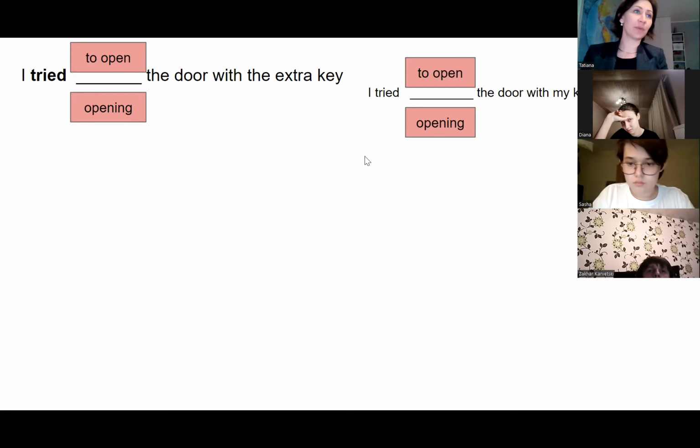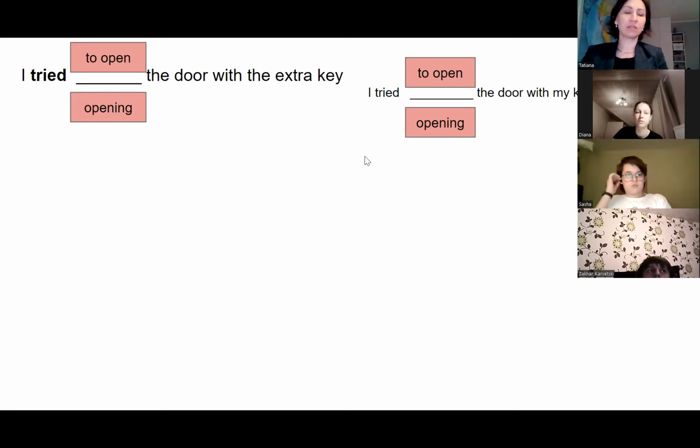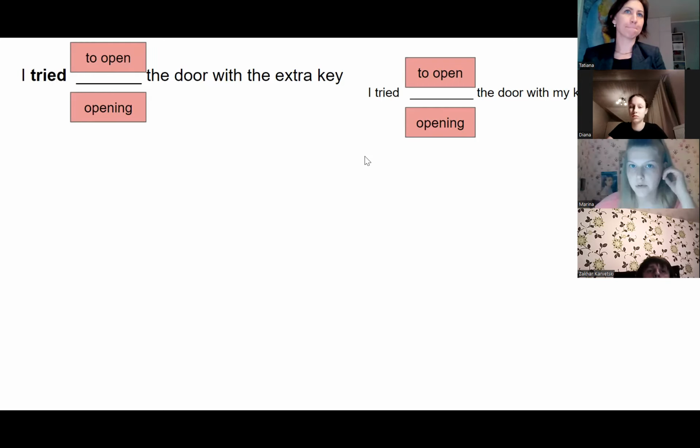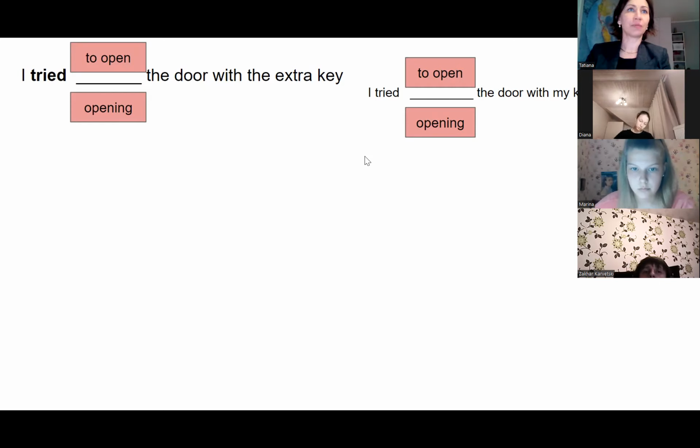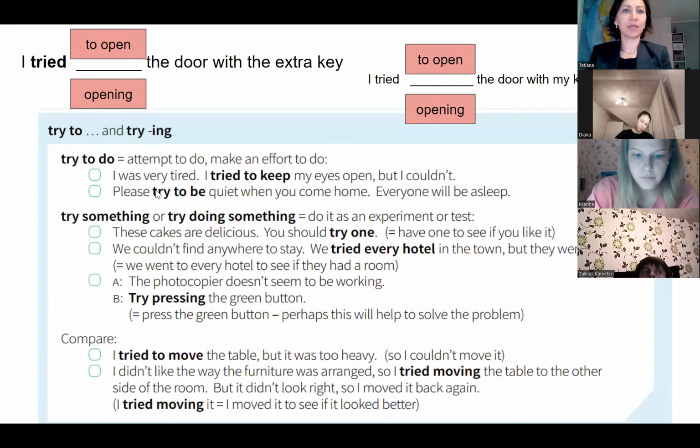Which of these is the experiment? Which of these is the putting force in it? First experiment, and second effort. Exactly. I tried opening the door with the extra key, okay? I tried another option. I tried doing a different thing. And when you try to do something, you're putting effort into it. Try to do something, it's an effort, an attempt to do.